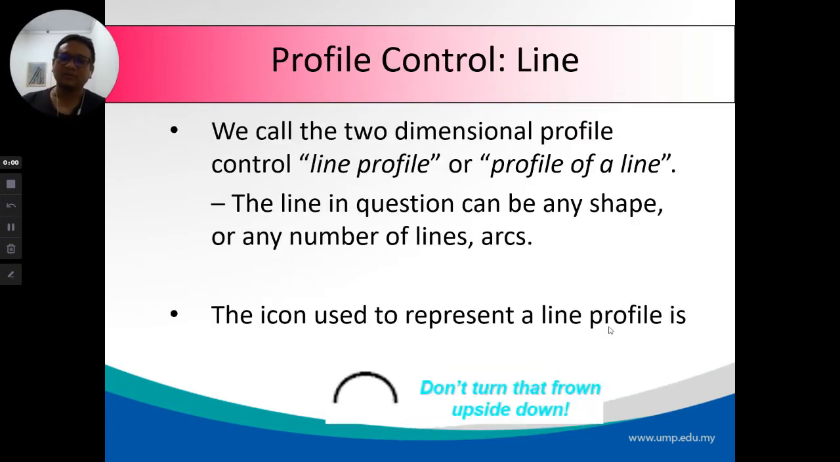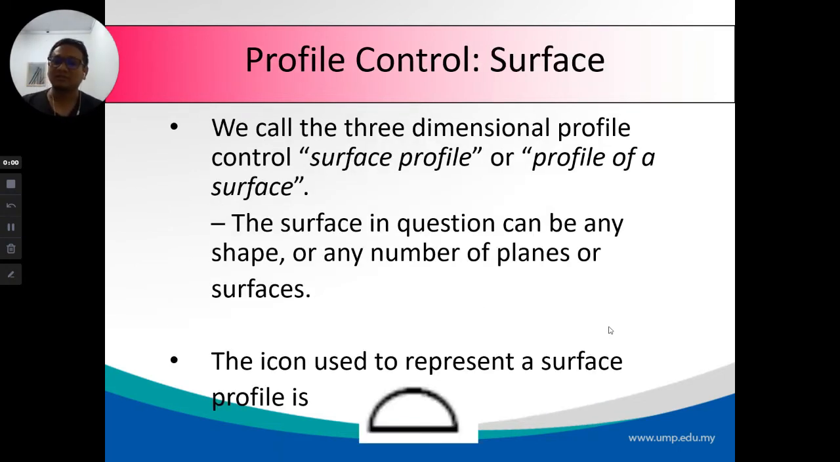All right. So let's look at the first profile control. The first profile control is the line. We call the line a two-dimensional profile, or profile of a line, or line profile. The line in question can be any shape or any number of lines and arcs. The icon used to represent a line is like the shape of it. The second one is a surface, which is three-dimensional. It has a surface profile, where the line doesn't have a surface profile. So combining the shape of a line from left to right, you have a surface.